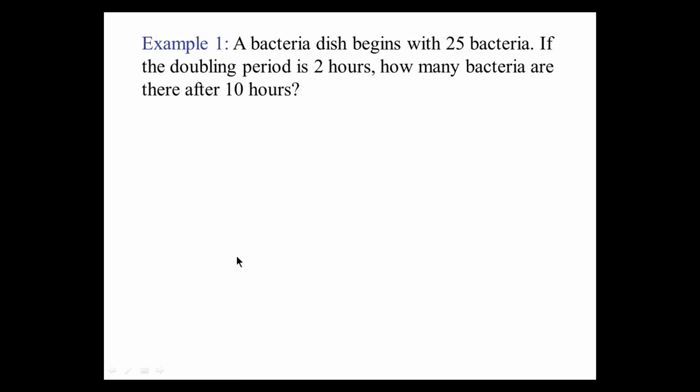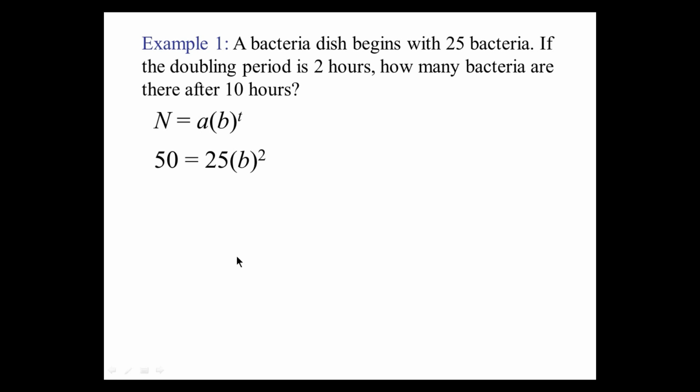Example 1. A bacteria dish begins with 25 bacteria. So it's a subtle hint. a is going to be 25. If the doubling period is 2 hours, how many bacteria are there after 10 hours? So we start with our basic form. It's not really a formula. It's n equals a factor times the base raised to the exponent t. So n equals ab to the t, where n is the number of bacteria in the dish. And we know that the initial condition is 25. So we can put 25 in there for a.